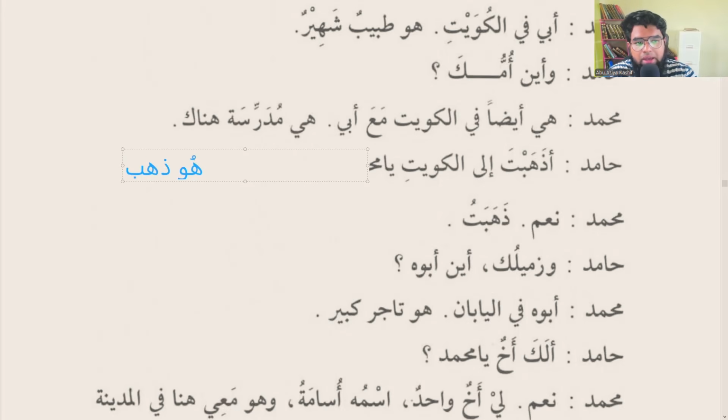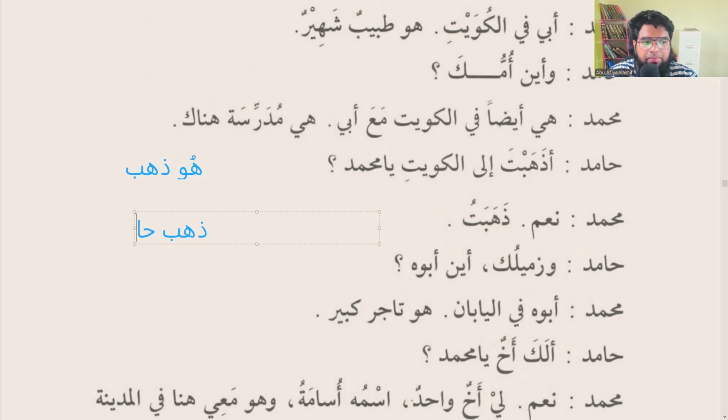We say huwa dhahaba, but the huwa is hidden there. So for huwa, we need not say huwa. There's a huwa which is a pronoun which is hidden. Like if I say just dhahaba, it means he went. The fa'il, the doer, is hidden here. Dhahaba, it is hidden, so it is mustatir. We say fa'ilun mustatir, huwa.